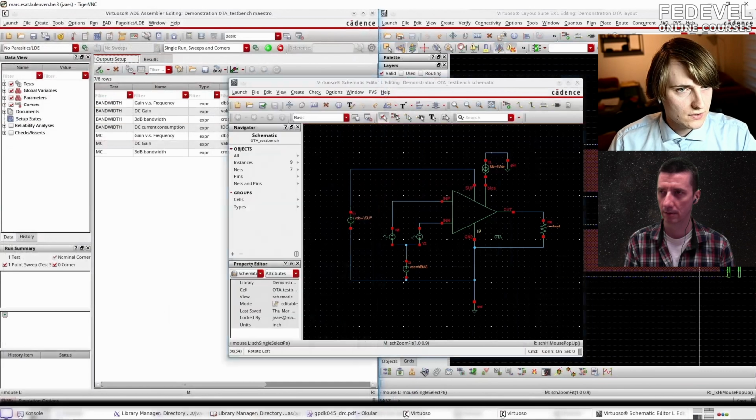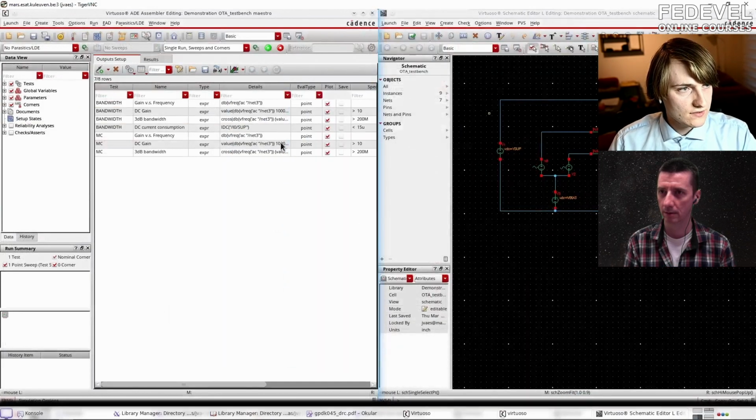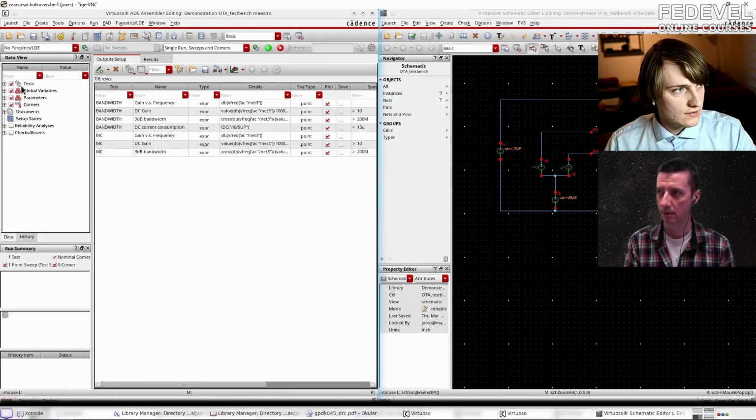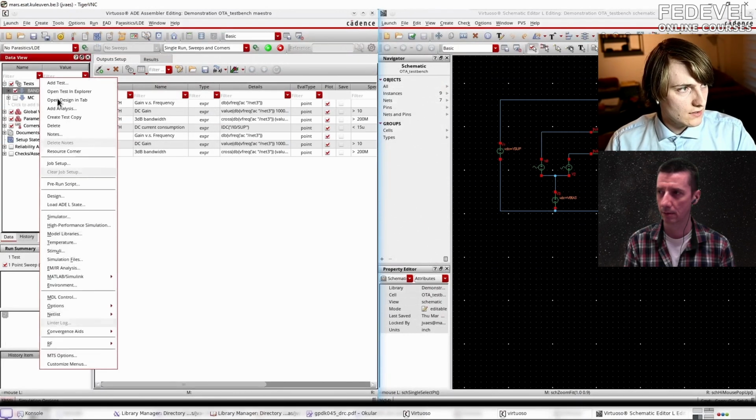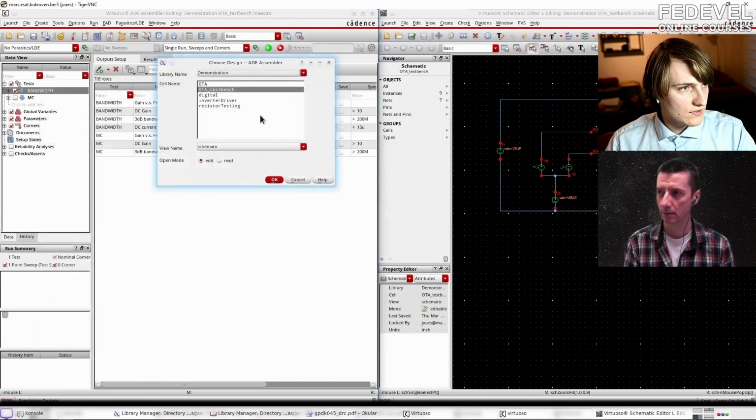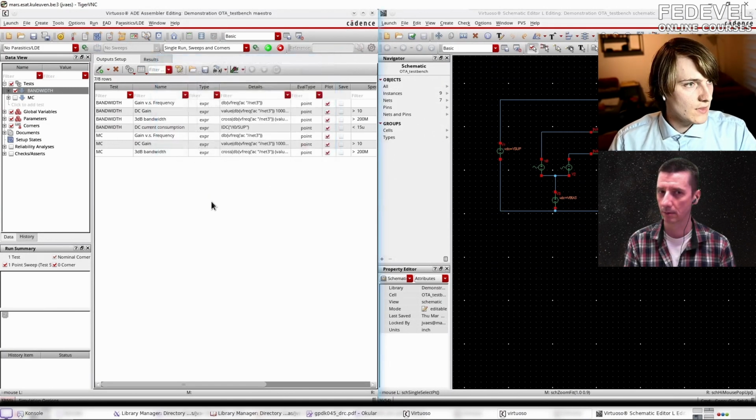I will organize my windows here nicely. Voila. So then this is a test bench, and in this test bench, I say I want to simulate this design. So I go here and I say, the design I want to simulate is this test bench and the schematic view. So you can see here, OTA test bench schematic.